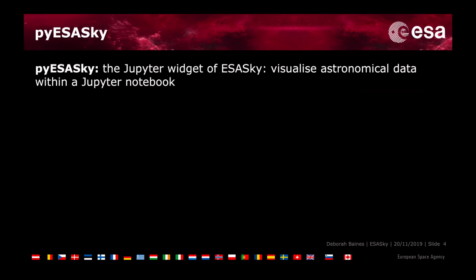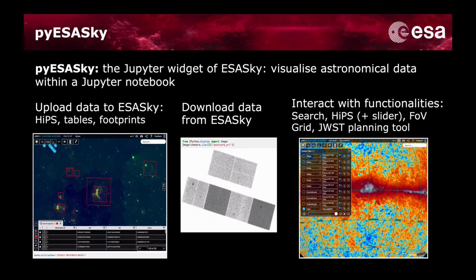We know that a large percentage of the astronomical community are now using Python and AstroPy, and we also see a lot of queries being made to our archives via their AstroQuery modules. So we decided to create an ESASky Jupyter widget, which we've called pyESASky. With this widget, you can upload your own data. Currently, these are tables, footprints, and HIPs, hierarchical progressive surveys, which is what you see in the background of ESASky, which I'll show you now in the demo.